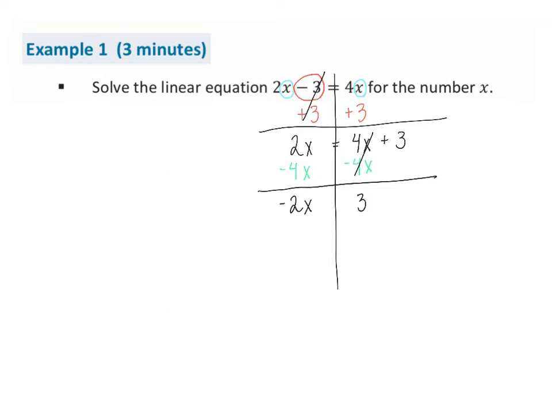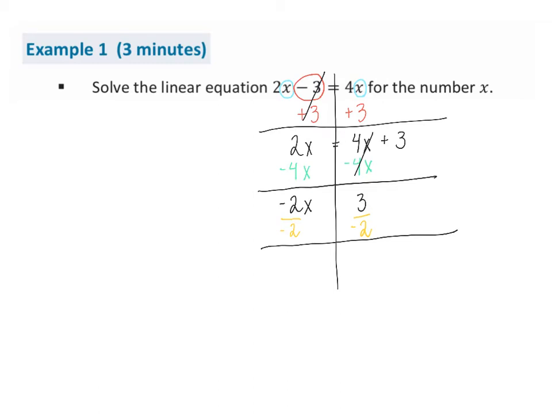Alright, next I want to get that x by itself. Right now it's being multiplied by the coefficient of negative 2. Right? This says negative 2 times x. So the opposite of that would be divide by -2. Again, I'm trying to get my x by itself, so this is how I get it away. And I have to do it to both sides to keep this balanced.